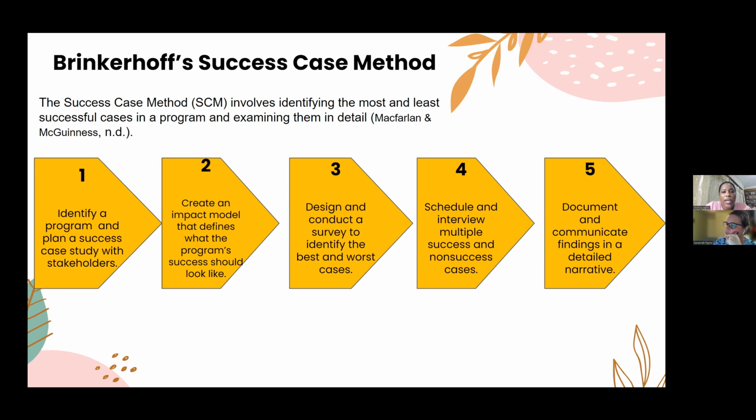Step 3 is design and conduct a survey to identify the best and worst cases. So after the program is implemented, they choose participants and they collect data to determine which ones actually implemented what the program was training them to do and which ones didn't. The 4th step is to schedule an interview with multiple success and non-success cases.